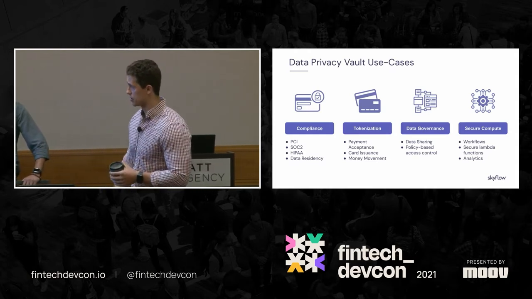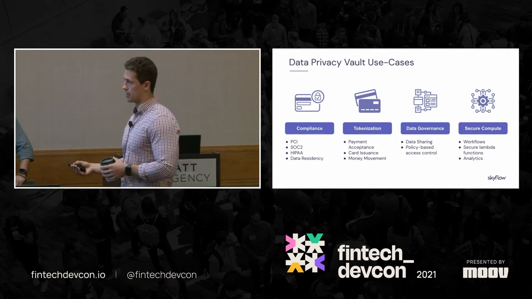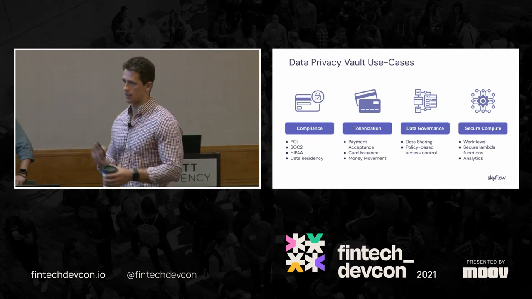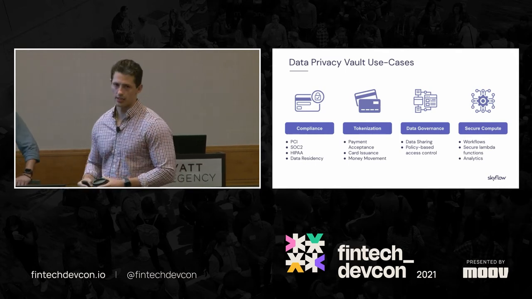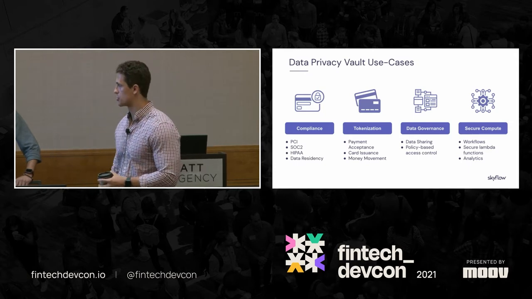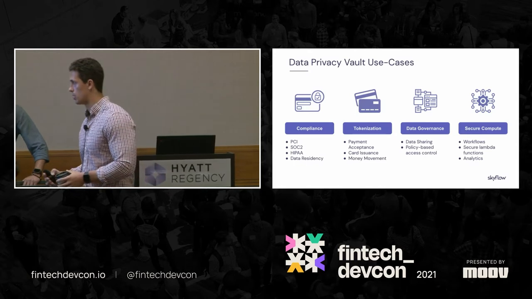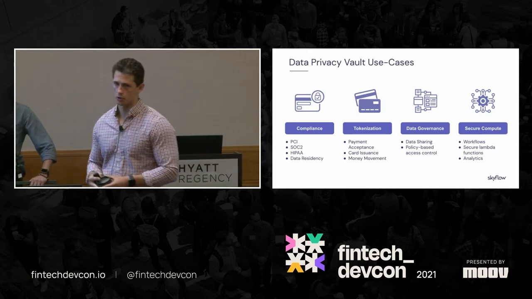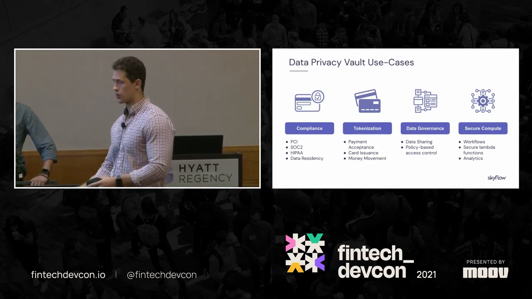Secondly is around tokenization. Can you do things like payment acceptance, card issuance, money movement? This comes back to this idea that you're storing PCI data, your PAN data, maybe your ACH data, within the data privacy vault. Can you use tokenization to replace that, reduce your PCI scope, secure that data, and then just store the tokens on your end?